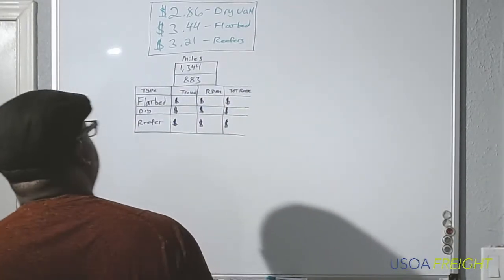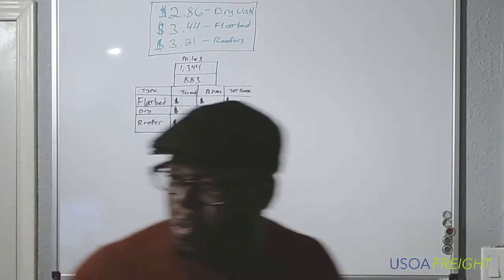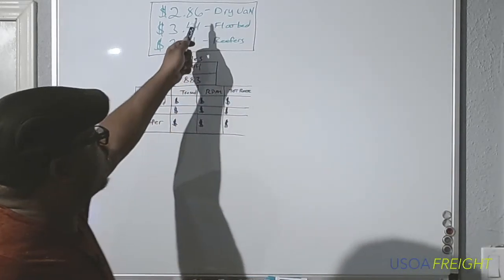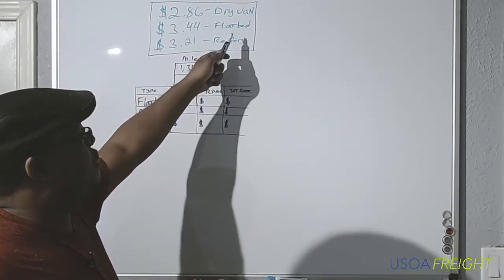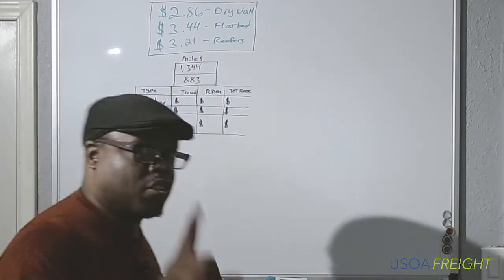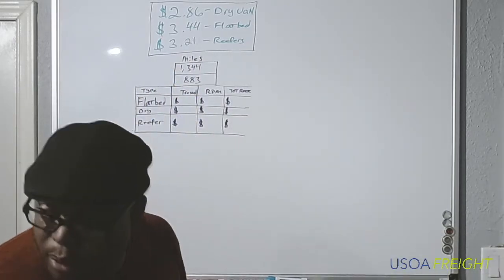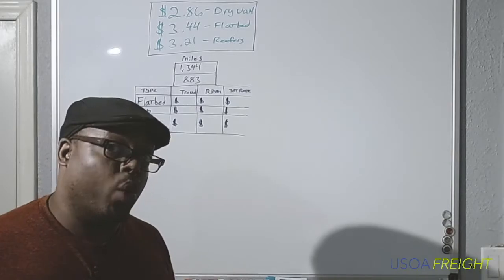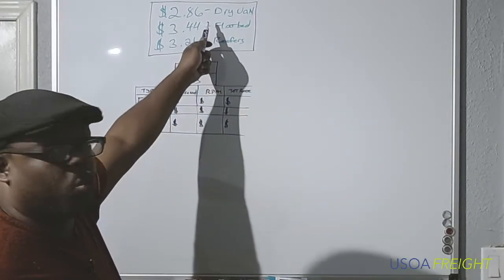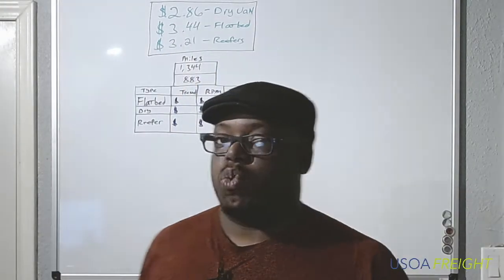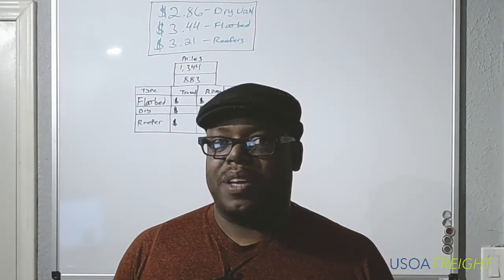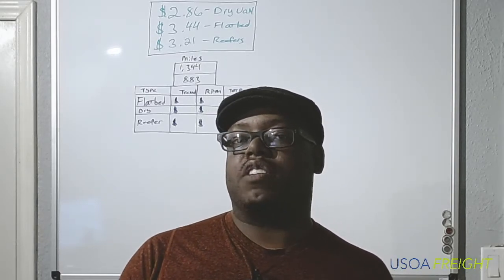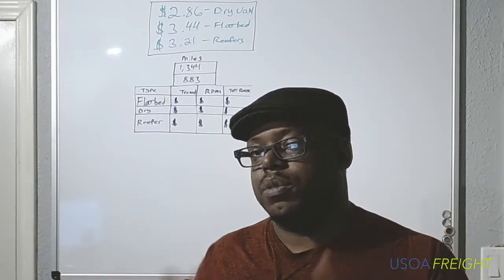This is it. As of just yesterday, because I know it's just past 12, the dry van rates were going for $2.86. Flatbeds were $3.44, and this is the spot rate that I'm referring to, by the way. And the reefers were going for $3.21. This is the spot rate, what brokers are paying. If you don't know how to obtain your freight rate, typically the freight rates are going to be different than the spot rates because they're two different factors.